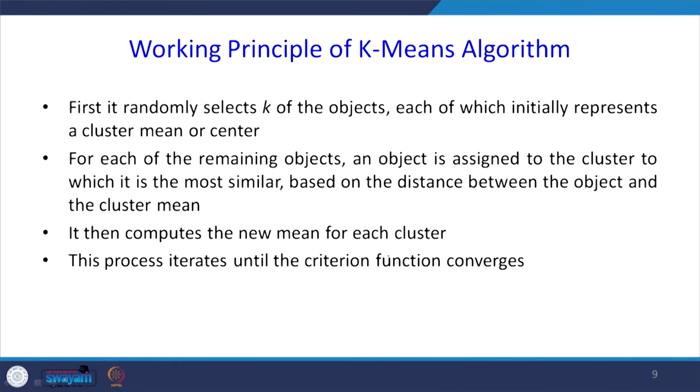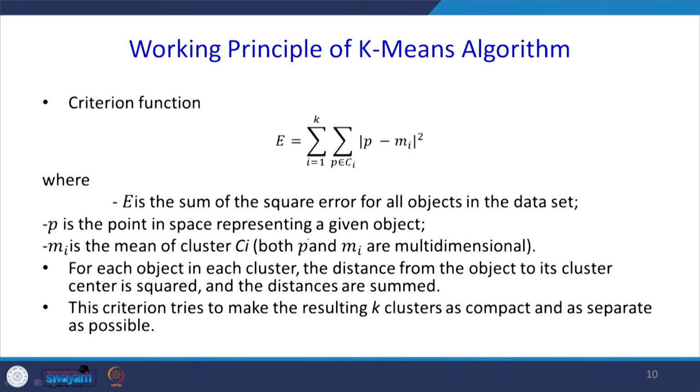First, it randomly selects k objects, each of which initially represents a cluster mean or center. For each of the remaining objects, an object is assigned to the cluster to which it is the most similar, based on the distance between the object and the cluster mean. It then computes the new mean of each cluster. Here what I mean is the centroid. This process iterates until the criterion function converges.